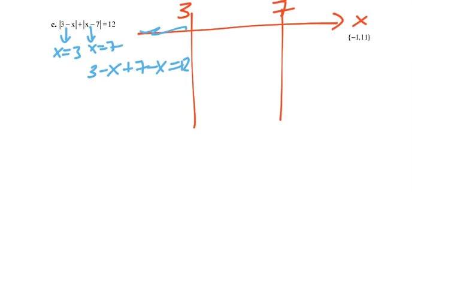Something in the middle here, let's say 4. If we have 3 minus 4, that's negative, so x minus 3. And with 4 here, this also is negative, so it would be plus 7 minus x equal 12.